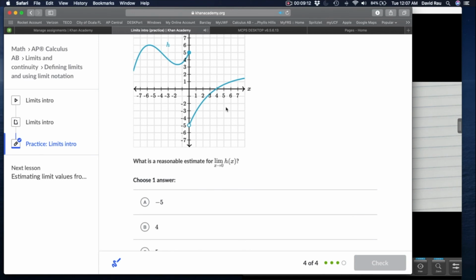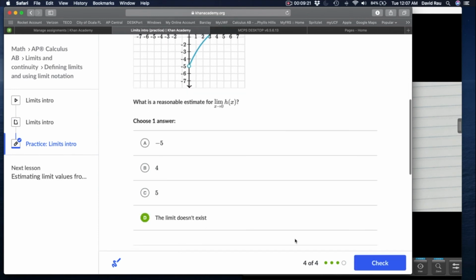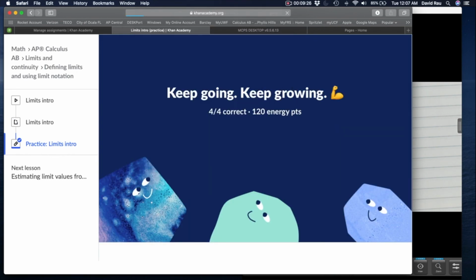Maybe we'll have one more table question. This time, what's the limit as we approach 0? Again, the left-hand limit is 5. The right-hand limit is -5. Since they don't agree perfectly, the limit does not exist. All right, maybe I'll just try to find one more table question really quick.